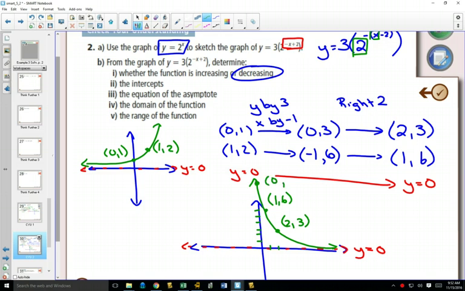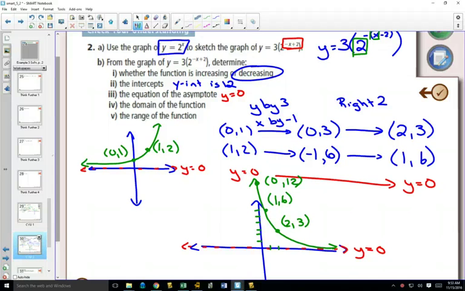Well, how do we find a y-intercept? Plug in 0 for x. If I plug in 0 for x here, can you see that you're going to get 2 to the power 2, which is 4, times 3. You'd get the point (0, 12). So we can add that in, that our y-intercept is 12, and that there are no x-intercepts.